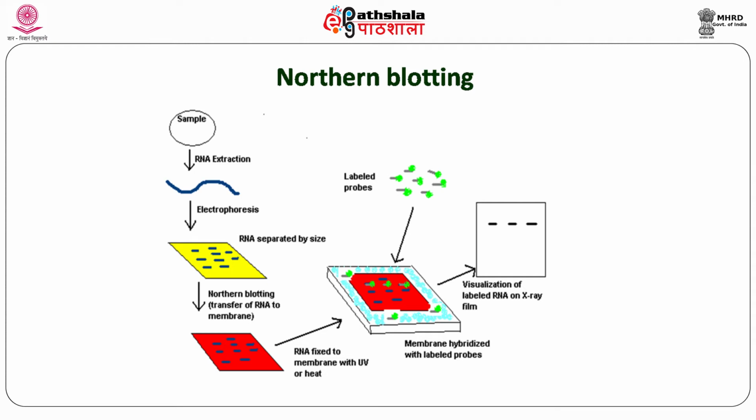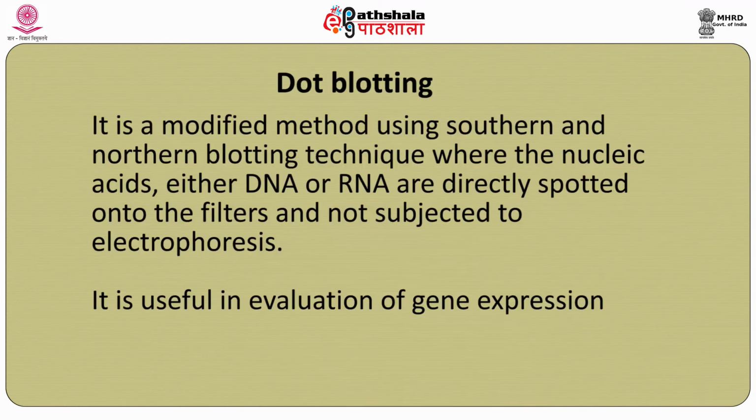What is Northern blotting? It is the technique used for specific identification of RNA molecules. The method is similar to Southern blotting. Here, the RNA molecules are subjected to electrophoresis. It's followed by blot transfer, hybridization, and autoradiography. Coming to the technique of dot blotting. It is a modified method using Southern and Northern blotting technique where the nucleic acids, either DNA or RNA, are directly spotted onto the filters and not subjected to electrophoresis. This is useful in the evaluation of gene expression.